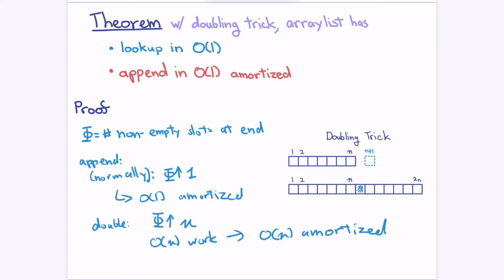Now, when I double, what happens to phi? Phi goes down by n. Does the number of non-empty slots change when you double? So phi doesn't go down.